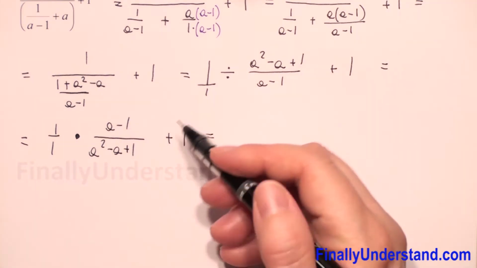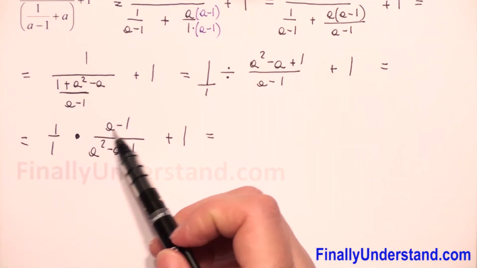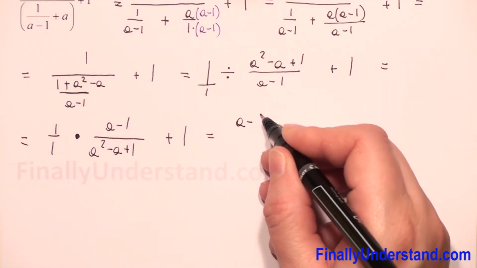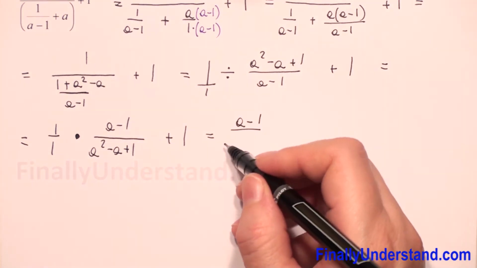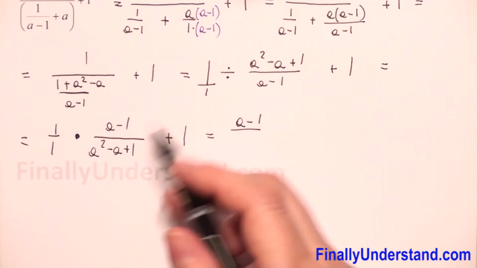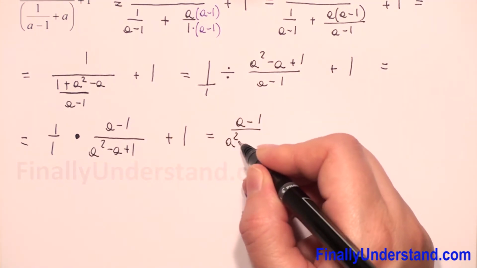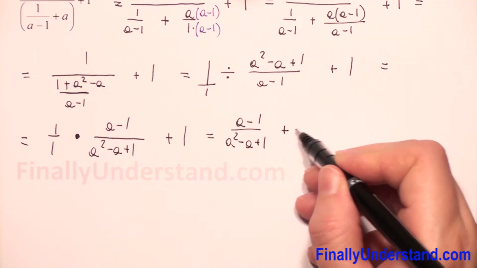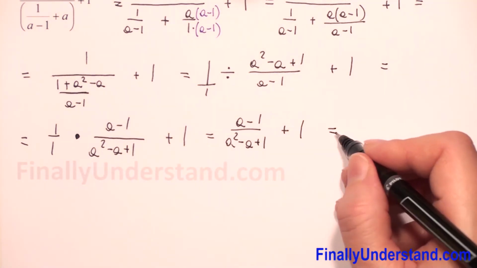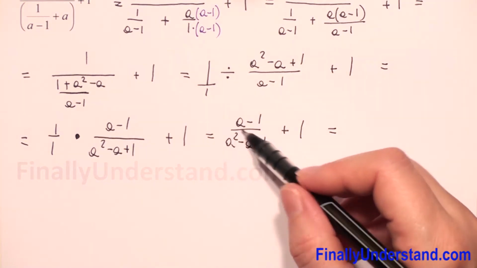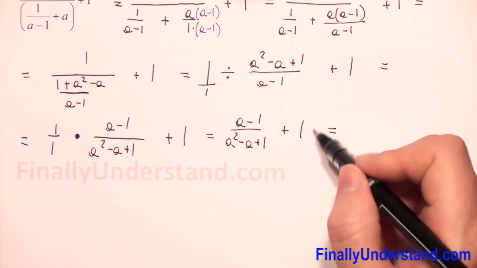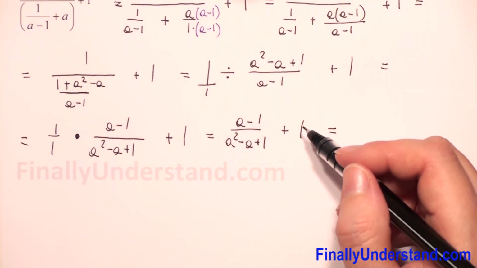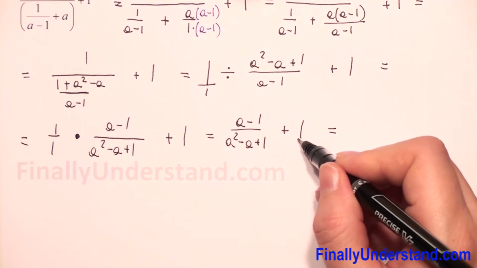So this is equal. Now we multiply numerator times numerator, denominator times denominator. So it will be a minus 1 times 1 is a minus 1. And 1 times this whole denominator will be a squared minus a plus 1. It didn't change anything. And we have plus 1. Now, again, an algebraic fraction and a number. So we need to change this number to a fraction to add these expressions. So I put 1 over 1.